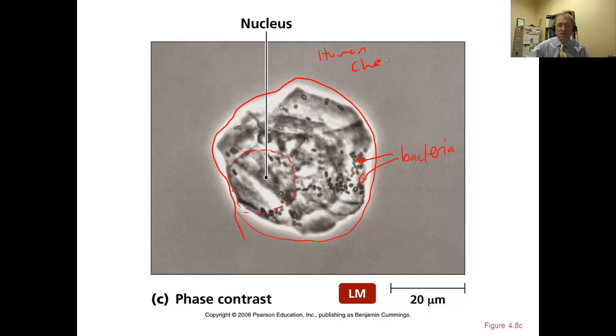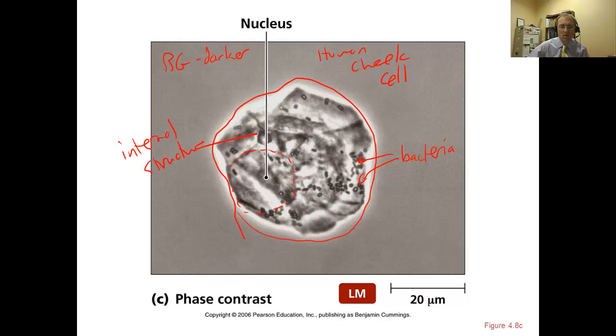viewed by phase contrast. How can we distinguish phase contrast from bright field? Well, number one, the background is going to be darker, but of course not black like in dark field, and we see a fair amount of internal structure. Highly visible with phase contrast.